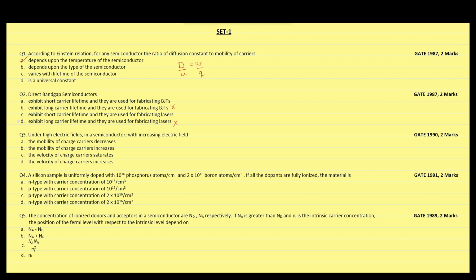Direct bandgap semiconductors are not used for making BJTs. Direct bandgap semiconductors are actually used for fabricating lasers. So the C option is correct.